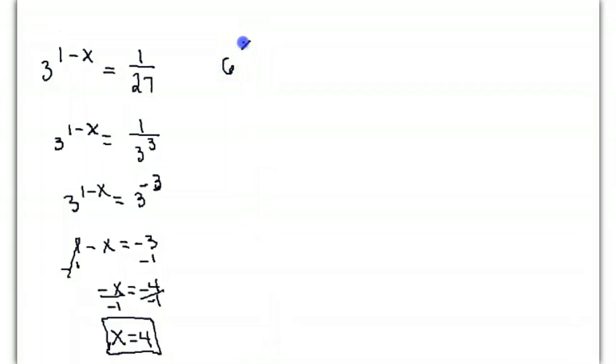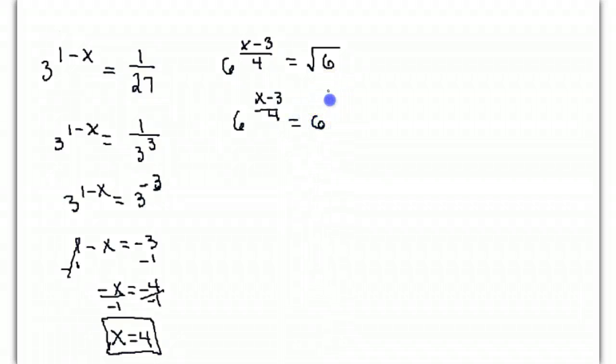So you got 6 to the power of x minus 3 over 4, and that equals the square root of 6. And so, right now the bases are not the same. You got a 6 to the power of x minus 3 over 4, and then you got a square root of 6. How can you rewrite the square root of 6? What power is the square root? 6 to the 1 half. So you got 6 to x minus 3 over 4 equals 6 to the power 1 half.